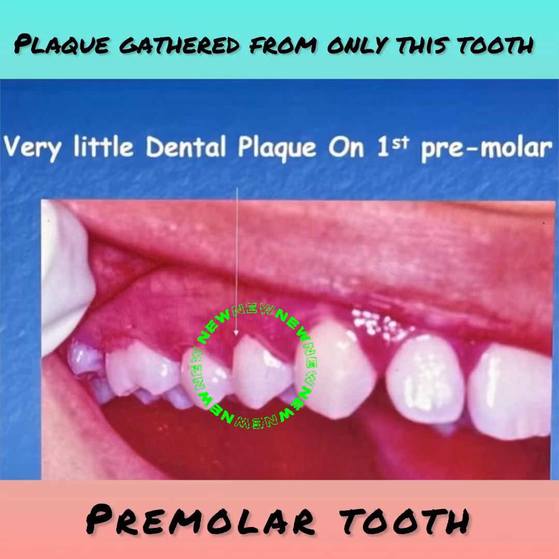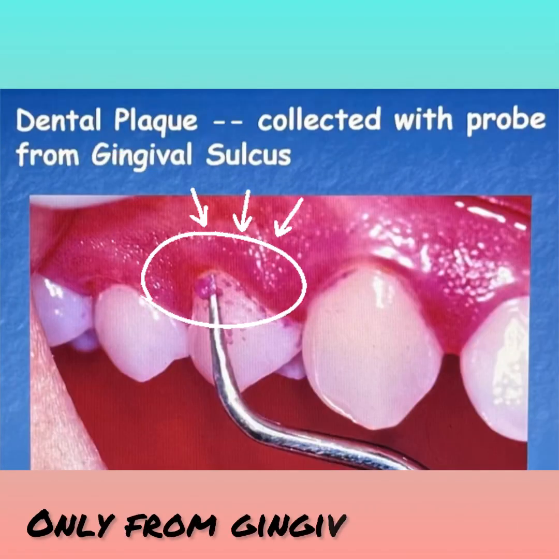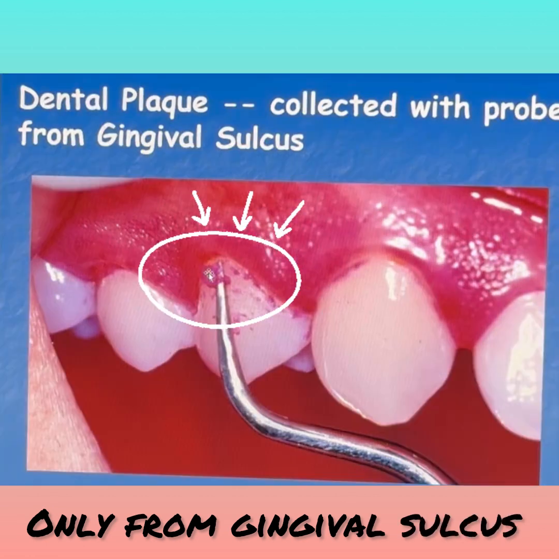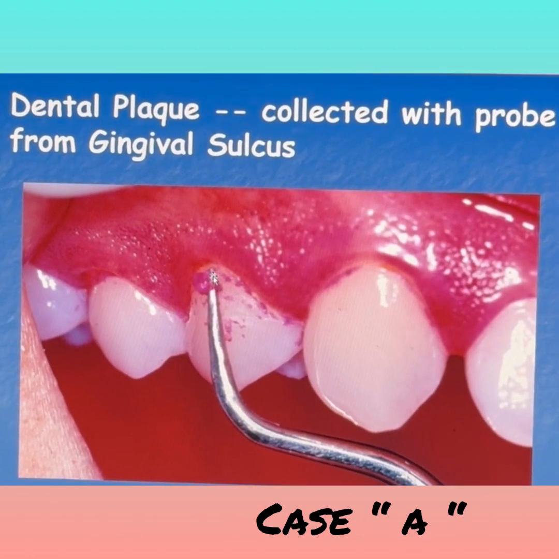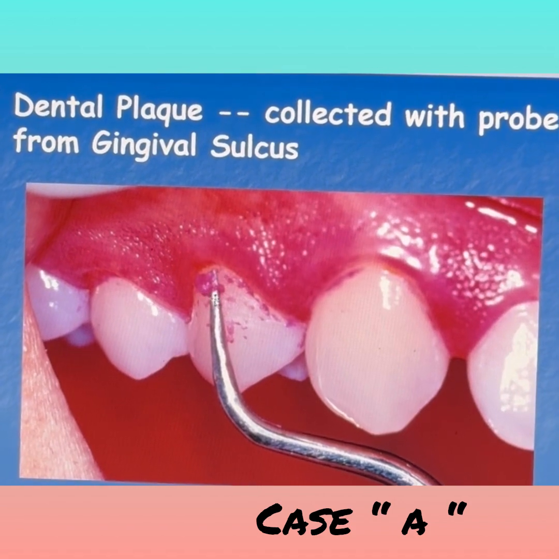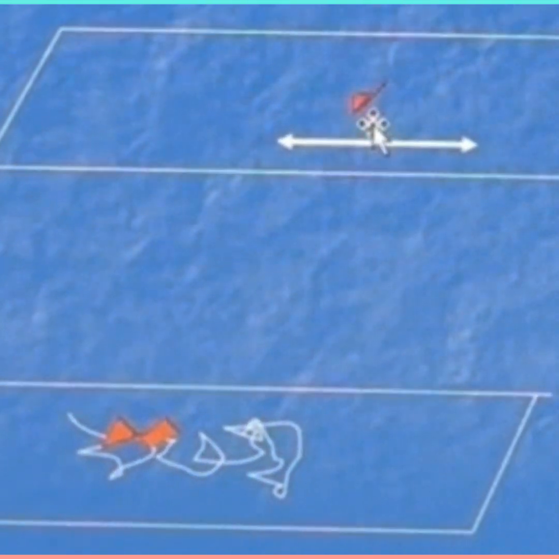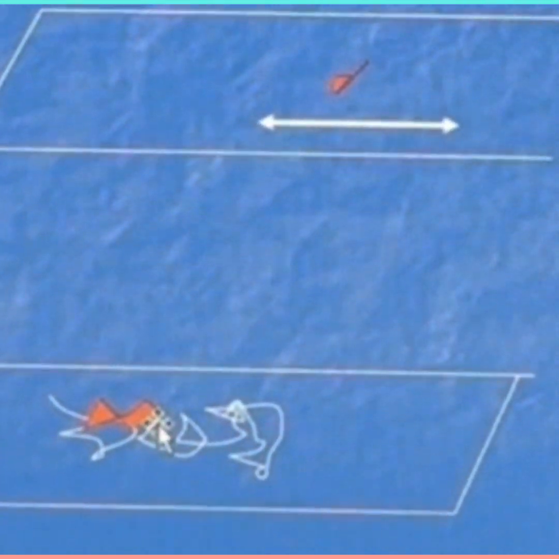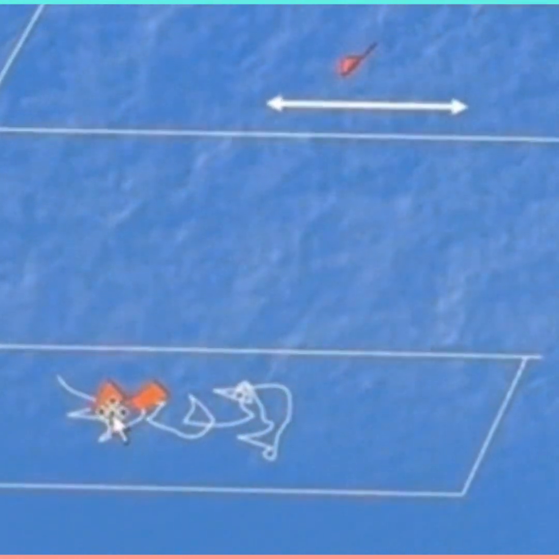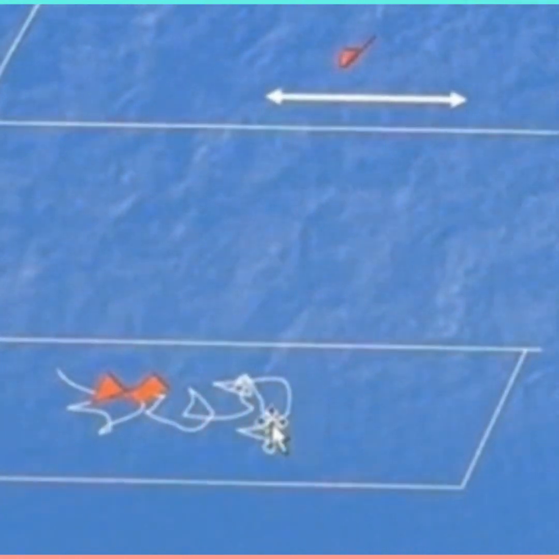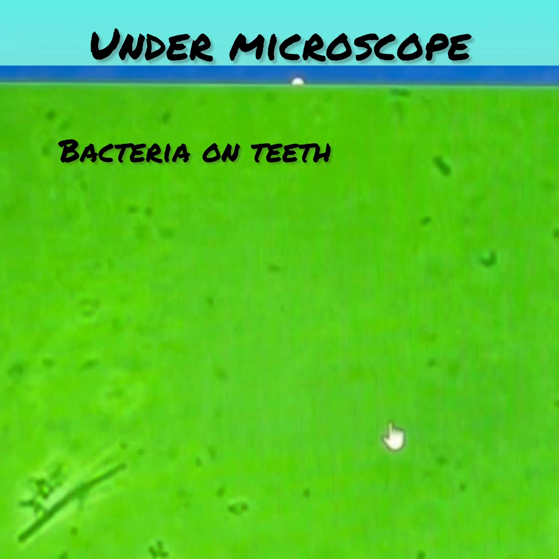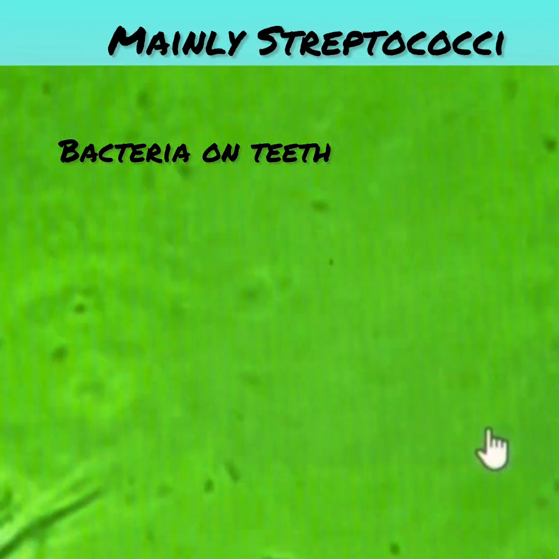Let's concentrate on this tooth. It has very little plaque. This plaque has been collected from the gingival sulcus. Very little of this plaque is taken on a slide. A very little portion and a very little more portion, and then add some water into this. This is what we see under the microscope.